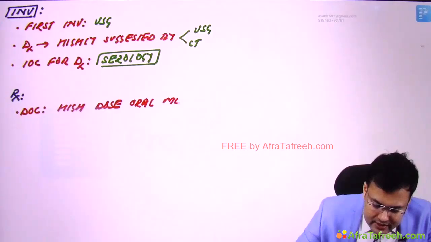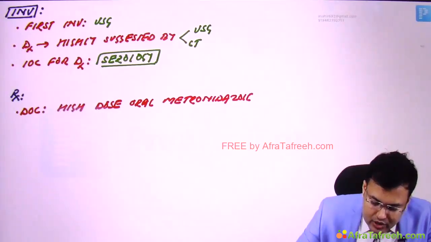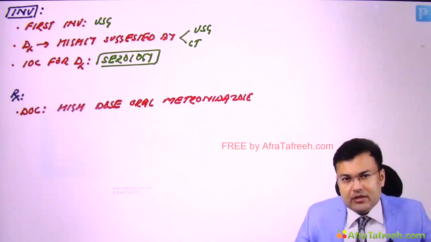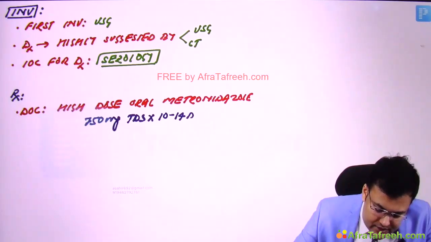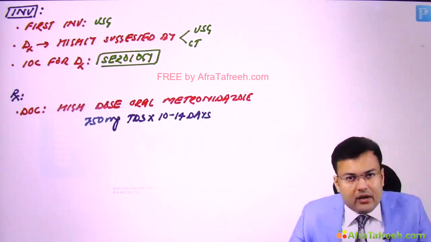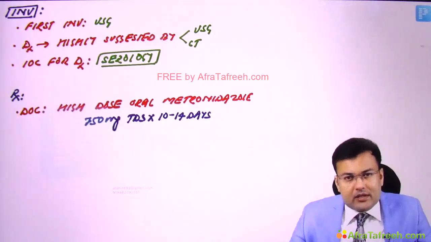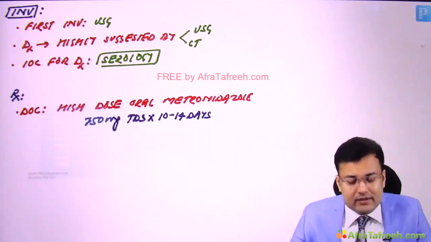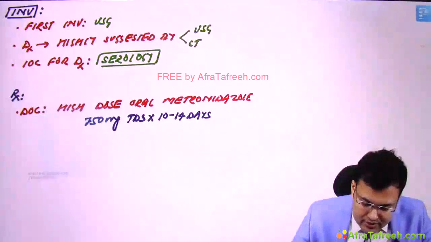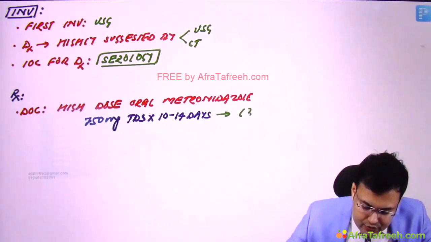Nowadays they are asking dose and duration also. So how much? We give double strength of metronidazole. On an average it is 750 mg TDS for 10 to 14 days, right? See, symptomatic improvement occurs within 3 to 5 days, but radiological resolution takes 3 to 9 months, right? But symptomatic improvement occurs within 3 to 5 days. So after oral metronidazole, there is symptomatic improvement within 3 to 5 days.